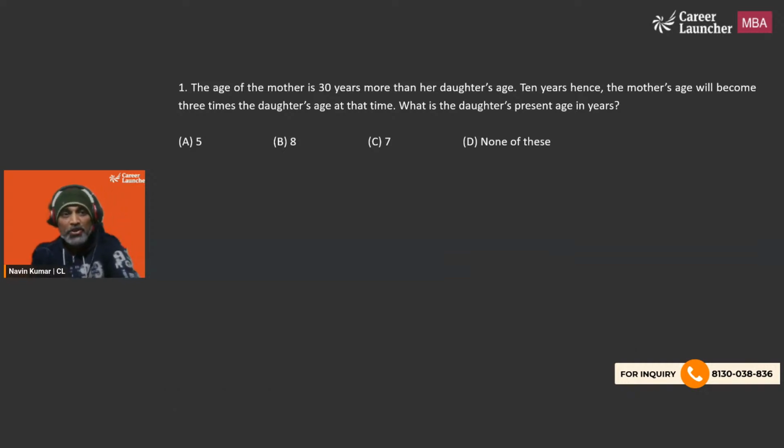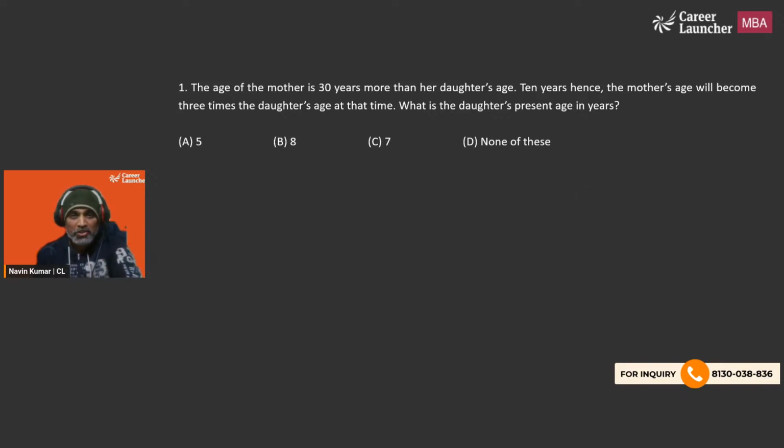The age of the mother is 30 years more than her daughter's age. 10 years hence, the mother's age will become 3 times the daughter's age at that time. What is the daughter's present age in years? Basically, this is a question based on ages.